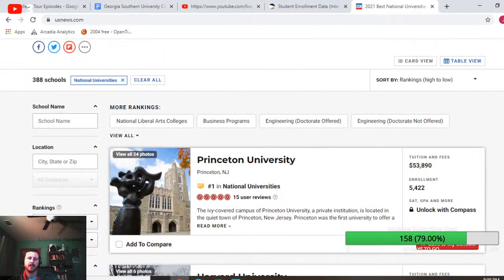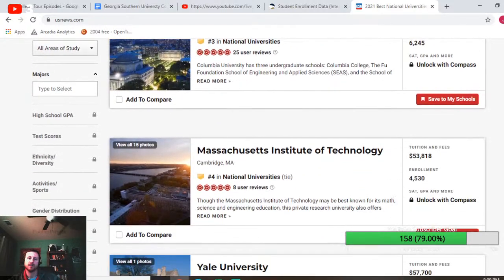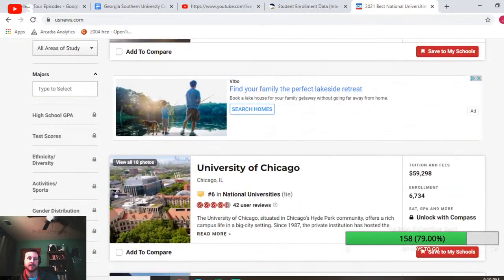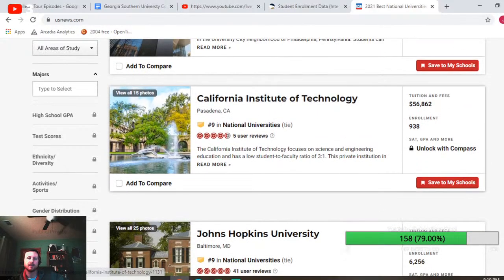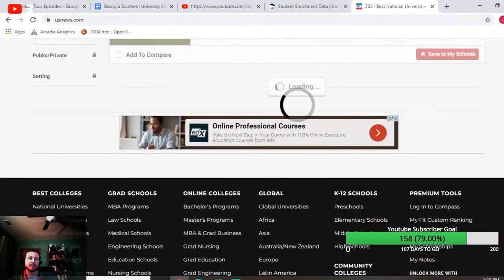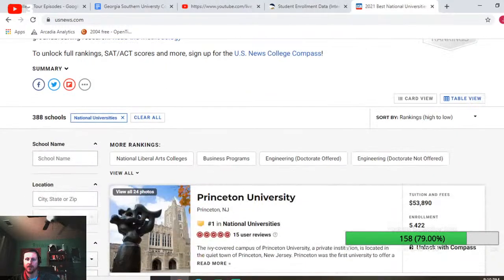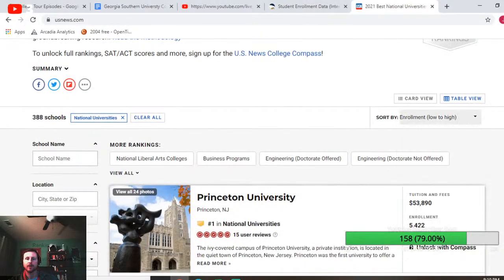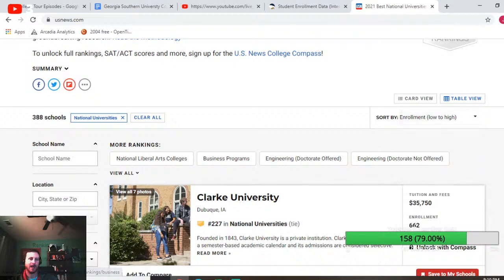Step ahead. Yeah, obviously Princeton, we get it. Harvard, Columbia, MIT, Yale, Stanford, Chicago, Pennsylvania, Caltech, Johns Hopkins. So I wonder if it does it from low, because this is high to low. Let's go low. Oh wait, no, not enrollment. Man, it doesn't want to make anybody feel bad on that one. That's okay.